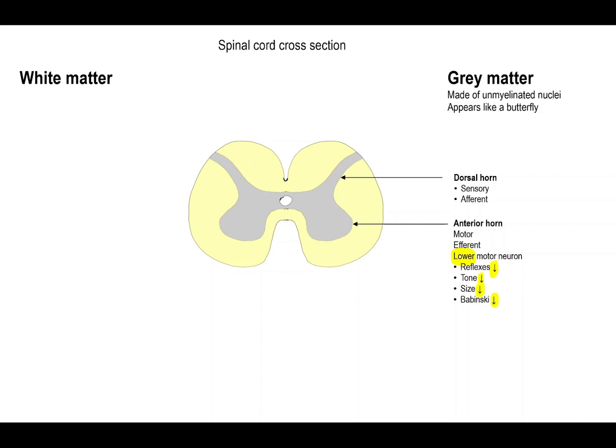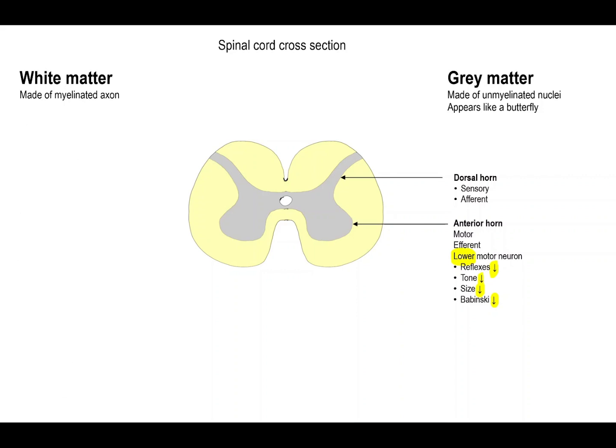So far I identified two parts of the gray matter, which are the dorsal horn and the anterior horn. But I also want to tell you about this area. Let me change my color. This area of the gray matter is the posterior commissure. And this part is the anterior commissure of the gray matter. Okay, all right, let's go with white matter.